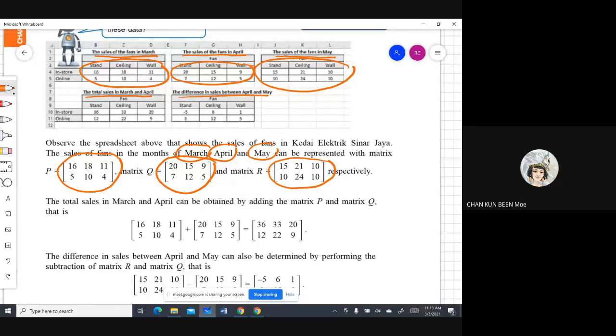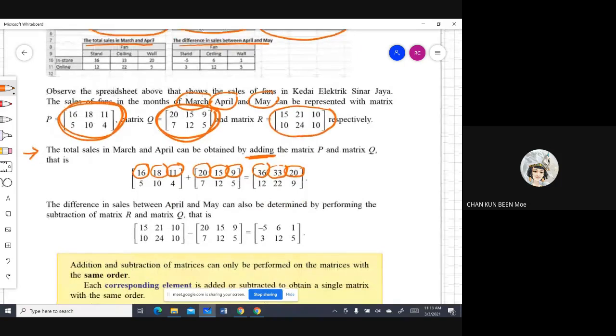Okay, then you look at the second part here. The total sales in March and April can be obtained by adding the matrix P and Q. So you can refer to matrix P, matrix Q. Okay, when you add together, 16 plus 20, you get 36. 18 plus 15, you get 33. And 11 plus 9, you get 20, and so on. So this is the addition of matrix. You add the element, the corresponding element directly.